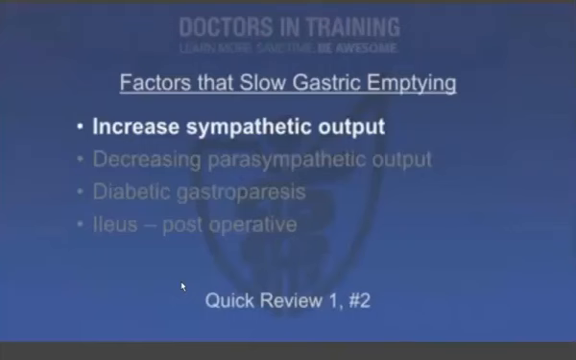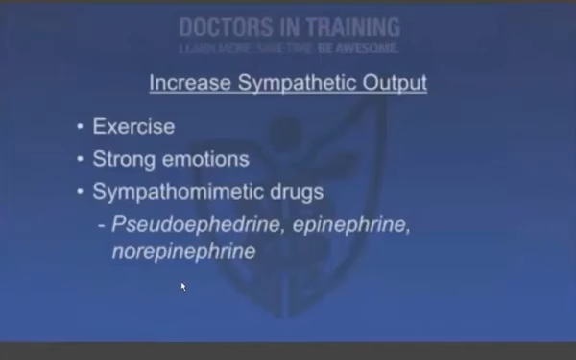Number 2, what are some factors that can slow gastric emptying, thereby slowing the absorption of a drug in the duodenum? So there's several different things that can do this. I'm just going to list a few here. The first was mentioned in the lecture, which is to increase sympathetic output. Whenever you increase sympathetic output, this is your fight or flight response, that's going to slow gastric emptying, right? It's the opposite of rest and digest. So increasing sympathetic output. So what can do this?